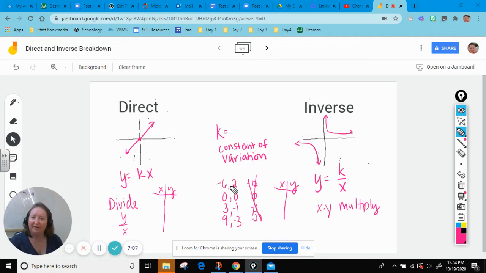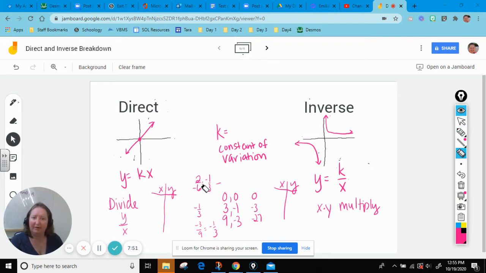Let me check to see if it is a direct relationship. So 2 over -6 equals -1/3. 0 over 0, well, it doesn't have the same k value, but we know that a direct relationship does go through 0, 0, so we're cool with that. Now, -1 over 3. Notice I'm putting the y value on top and the x value on the bottom. -3 over 9 equals -1/3, and all of those reduce to the same thing. So this table of values is for sure a direct relationship. That is how you can determine that.